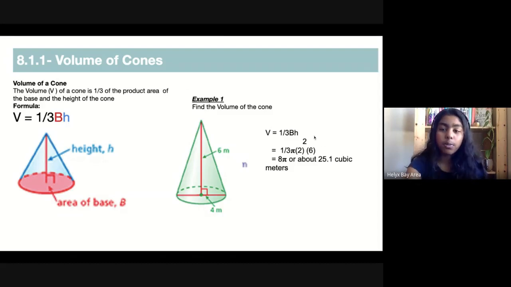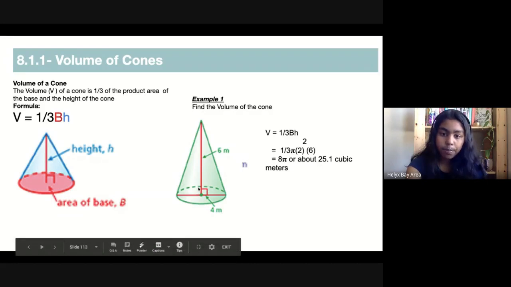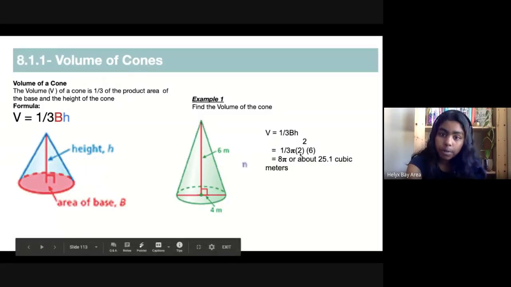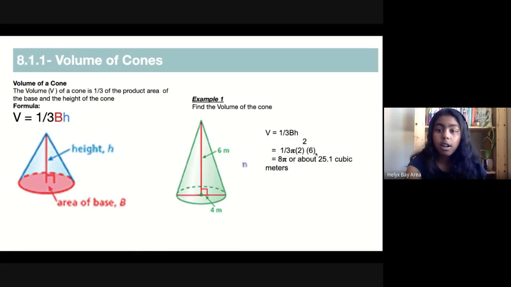And now we're going to substitute that back in. To find the area of the base, the formula in this case would be pi r squared. So we're going to substitute into that equation. So 1/3 times pi r squared times height would equal 1/3 pi times 2 squared times 6. We're going to expand and simplify, and we're left with 8 pi, which is about 25.1 cubic meters.